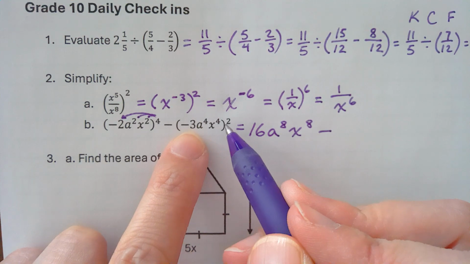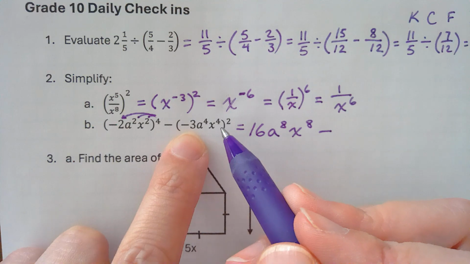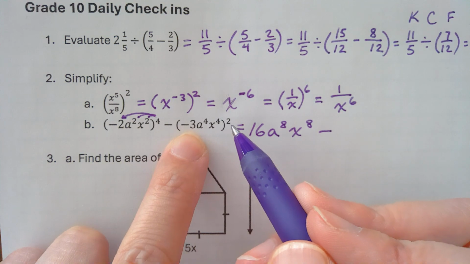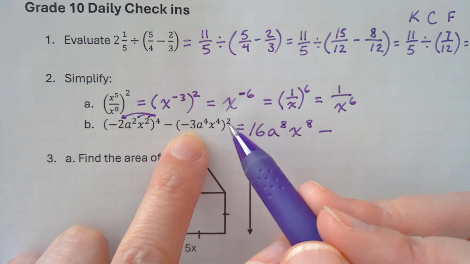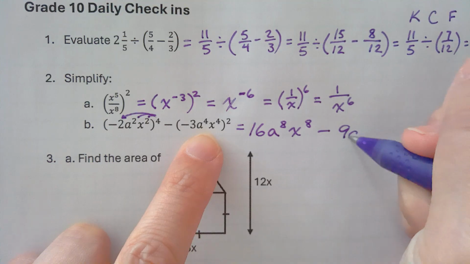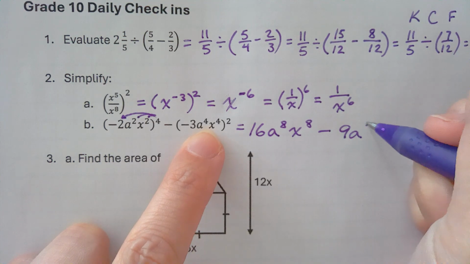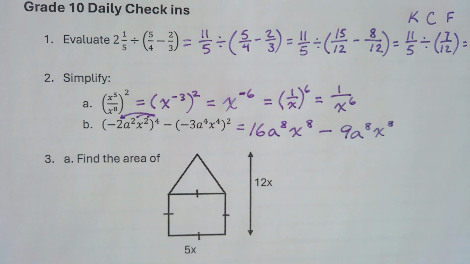Same thing right here. You apply the exponent. So negative 3 squared is... Okay, William? Positive 9. Positive 9. Good. Okay, and then you have a to the 8, x to the 8. Okay, am I done the question? No, William says no. Why not?